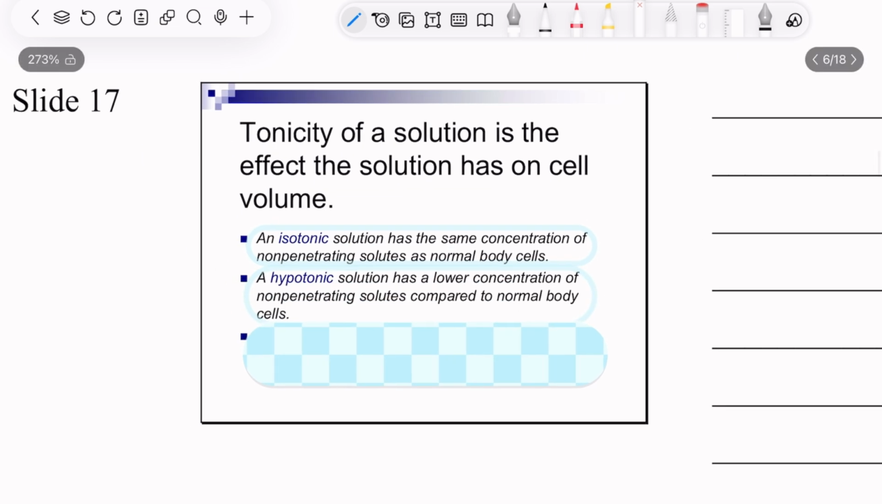A hypotonic solution has a lower concentration of non-penetrating solutes compared to normal body cells. Again, in other words, the concentration of solutes outside the cell is lower than inside the cell. So water moves into the cell, causing it to swell and possibly burst.